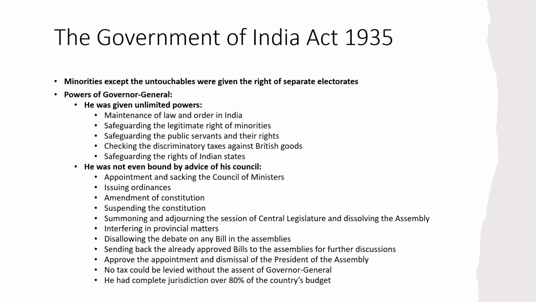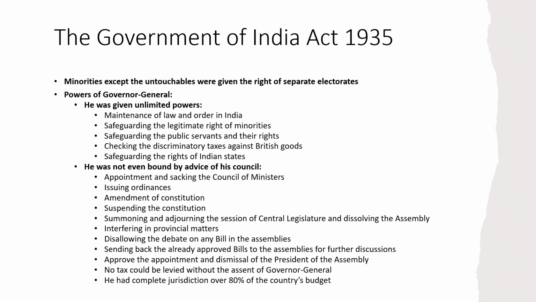The Governor General could interfere in provincial matters. He could disallow the debate on any bill in the assemblies. He could send back the already approved bills to the assemblies for further discussion. Bills were also at the mercy of the Governor General. The Assembly could do nothing but pray for the approval of the bills that they introduced.